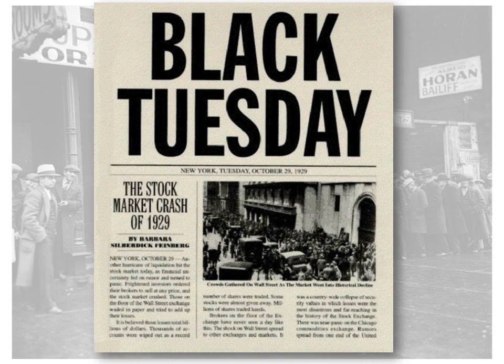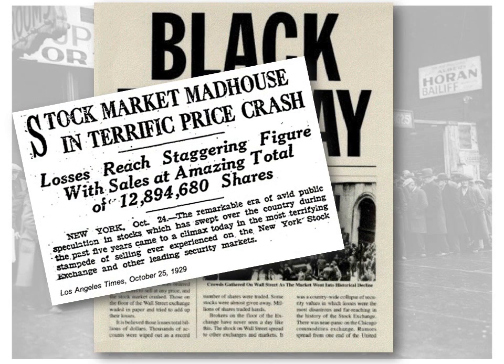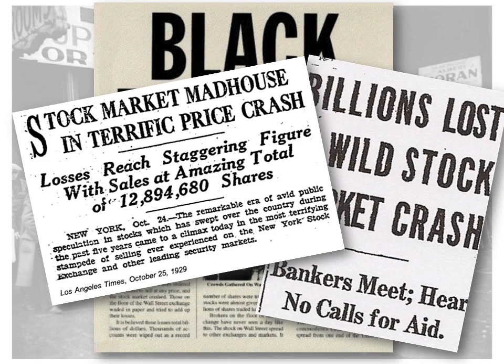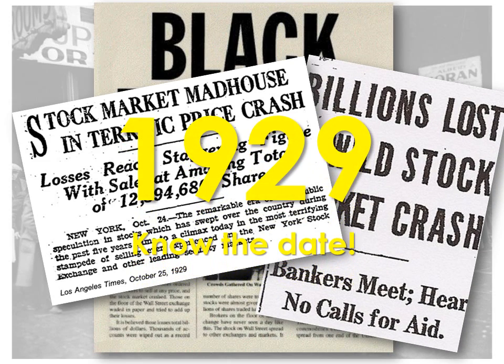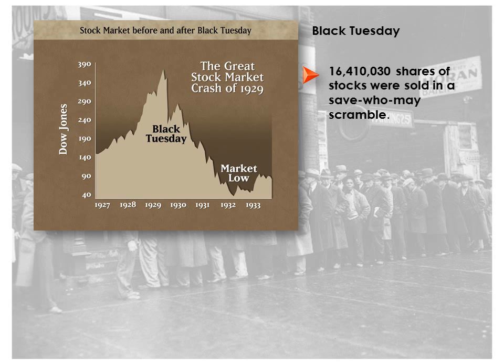The stock market in New York suffers its greatest drop in history, losing 90% of its value within the next couple of days. Know this date, October 29, 1929, a turning point in American economic, social, and political history. The beginning of the Great Depression. It's called Black Tuesday.